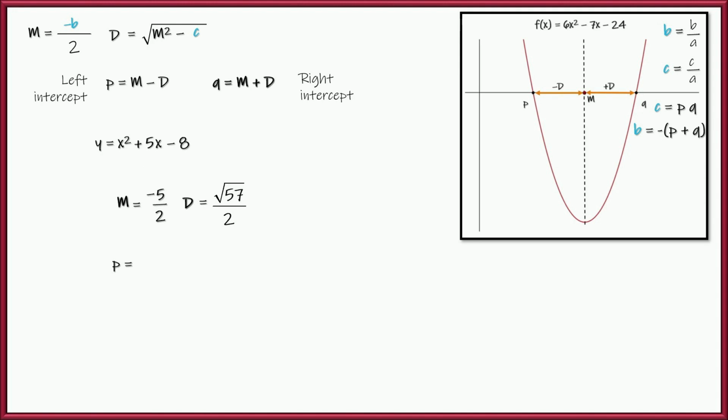All right, so p is equal to m minus d. So let's go ahead and put those down here: -5/2 minus square root of 57 over 2. Boom, we're done. Let's do the same thing for q.